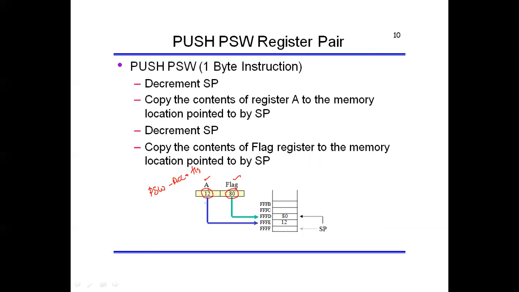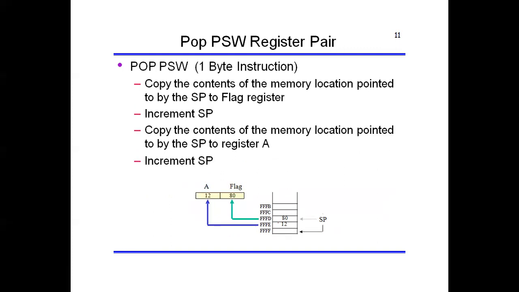So what we have to do, first we have to push the contents of the accumulator. Pushing in the sense automatically decrement by 1, and then save the contents of the accumulator, and again decrement by 1, saving the contents of the flag register. So this is the push program status word. Popping in the sense we increment the stack pointer and take out the flag register, and again increment the stack pointer, take out the accumulator contents. So the same operations are performed for PSW as well as the register pairs.